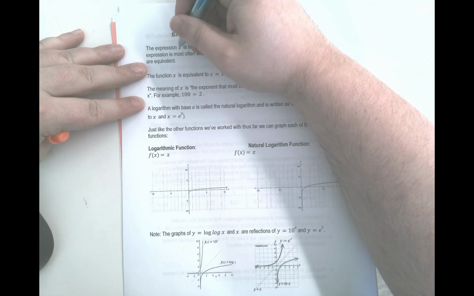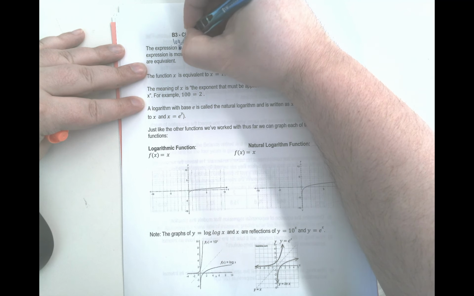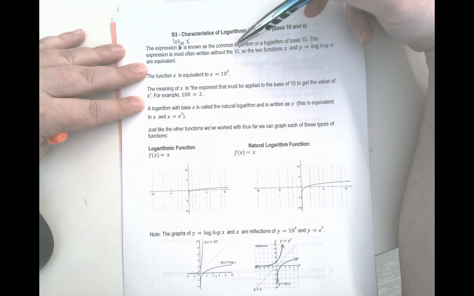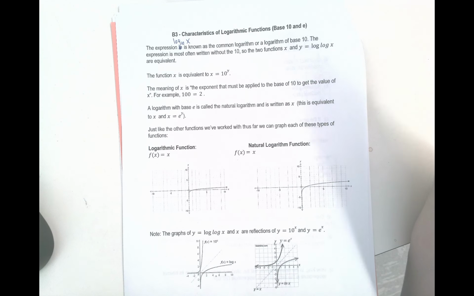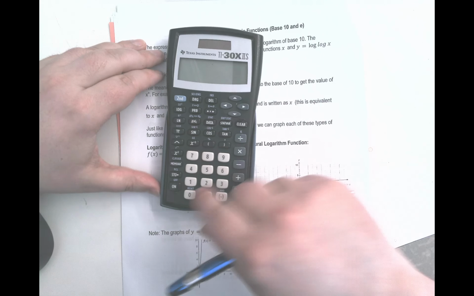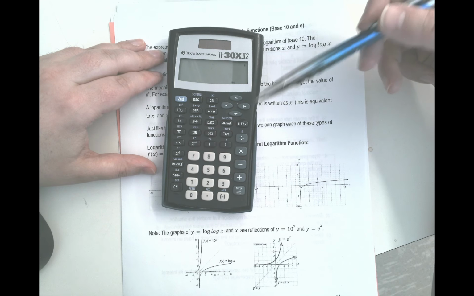So the first mistake is right here in the first sentence, which says the expression log 10 of x. That's what it should say. This is called the common logarithm. So if you ever look at a calculator, and slowly throughout high school, you kind of unlock more buttons and the meaning behind more buttons.